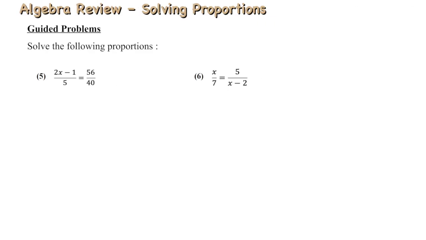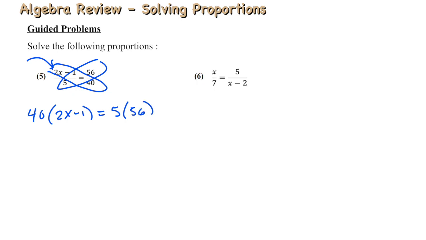So now in these next examples, we see that our proportions have more than just an x, but have an algebraic expression in the fraction. And the same thing happens. We just want to make sure that when we cross multiply that we do use parentheses. So 40 times 2x minus 1 is equal to 5 times 56. And we say, well, let's distribute that 40 through the parentheses.